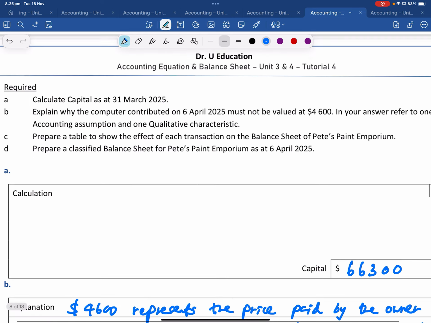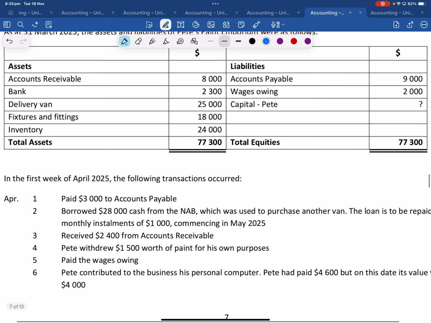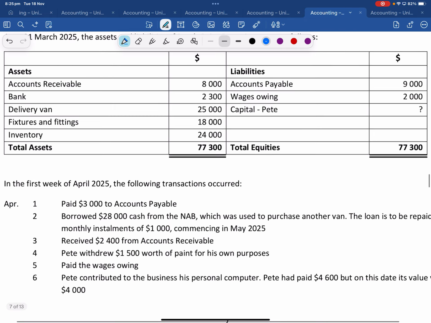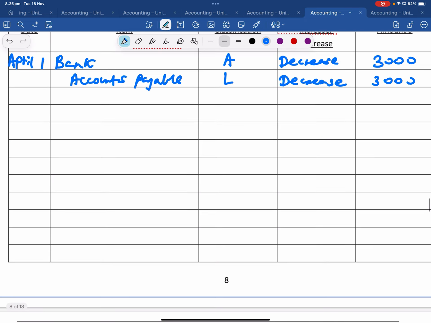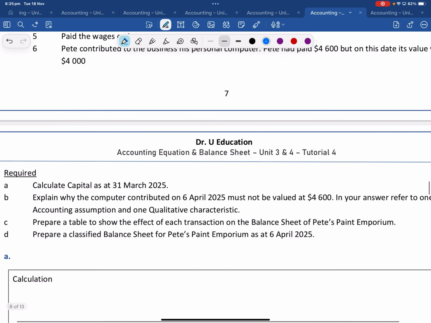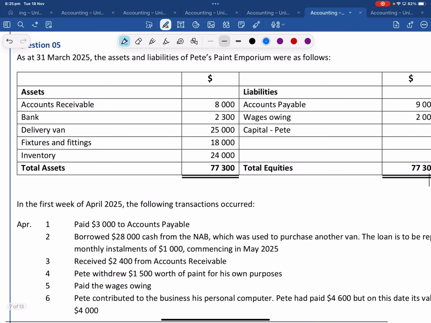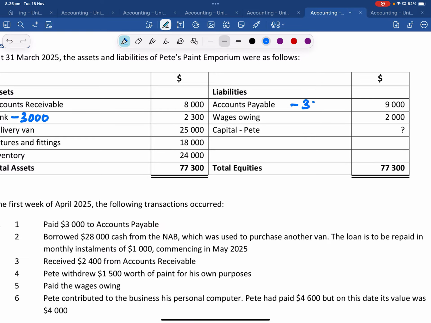Right. Now what I would do is I go to the balance sheet, and then bank I would put minus 3,000. Accounts payable also minus 3,000.